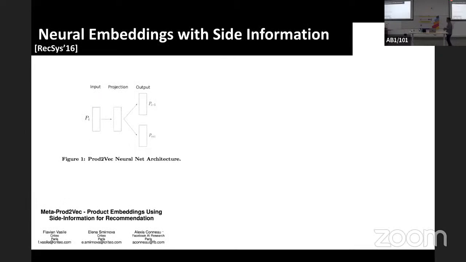Now, what people have done in the RecSys recommendations community is say that instead of just using word2vec, I can use word2vec with some additional side information. And the side information there is that there's a disconnect between this and this.